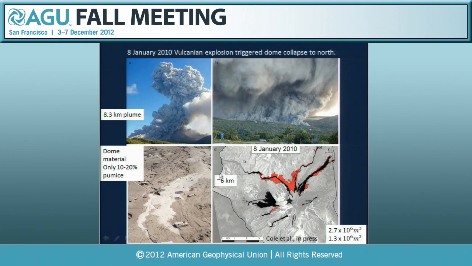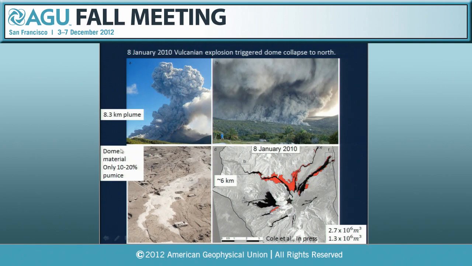So I'll be looking at this particular PDC, 8th January 2010. There was a volcanic explosion that triggered a dome collapse. The explosion itself had an 8.3 kilometer plume. The deposits went into a number of valleys, mostly into this Bellum Valley to the northwest. You can see that flow here in the Bellum Valley. This is taken from the Montserrat Volcano Observatory.